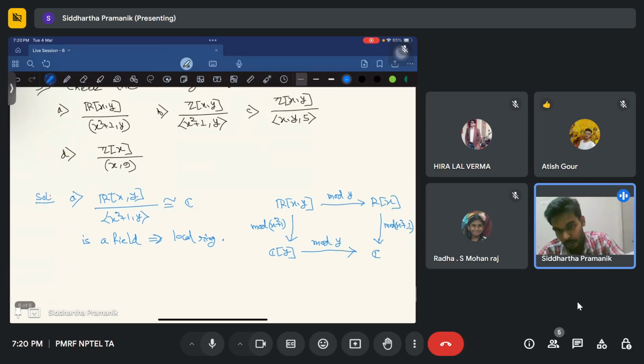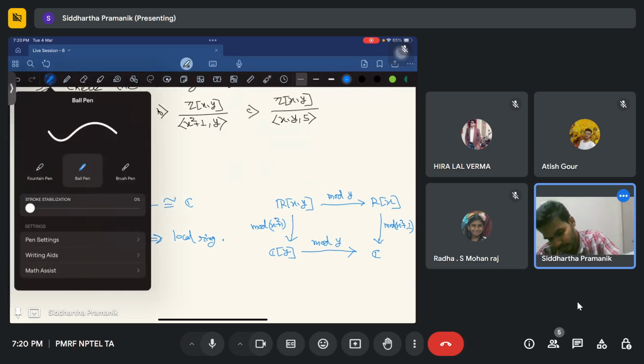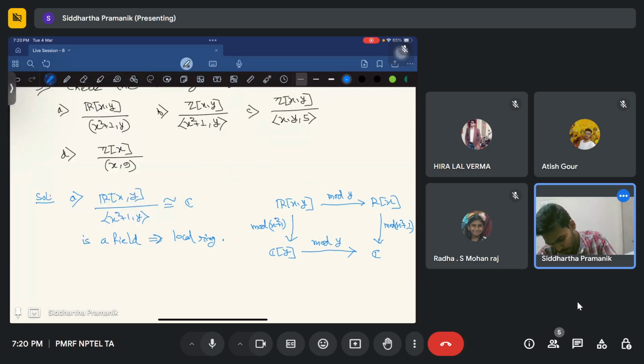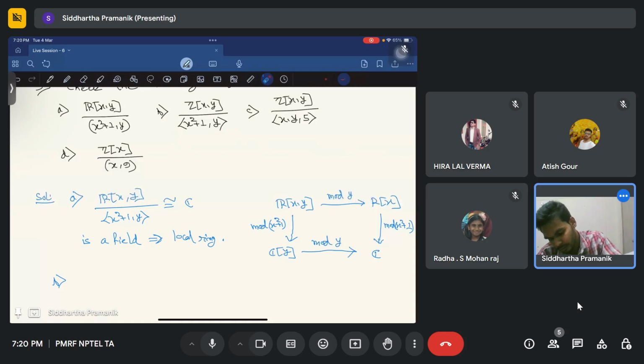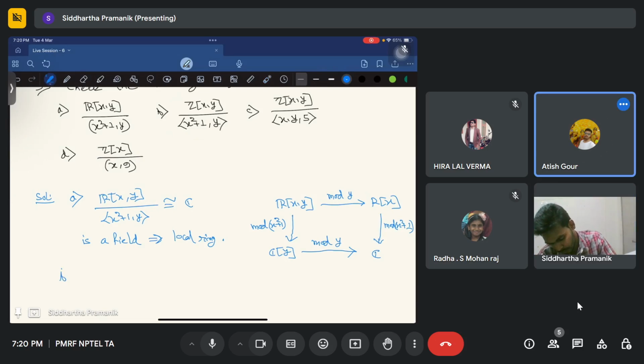So if you have understood this, try the next second part. Can you say what will be this quotient? Can you identify this with something known by using the similar method? Is it R? Is it so?